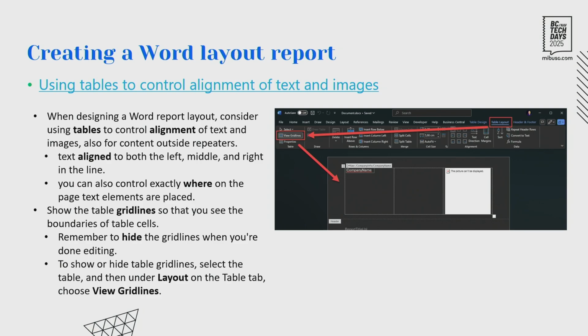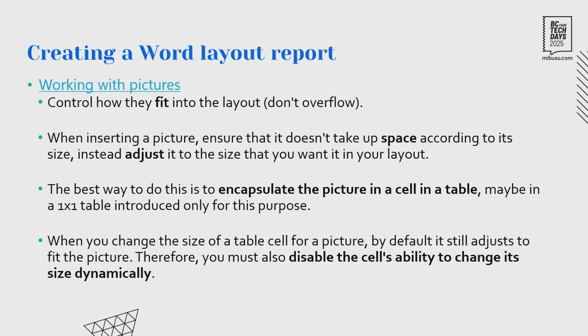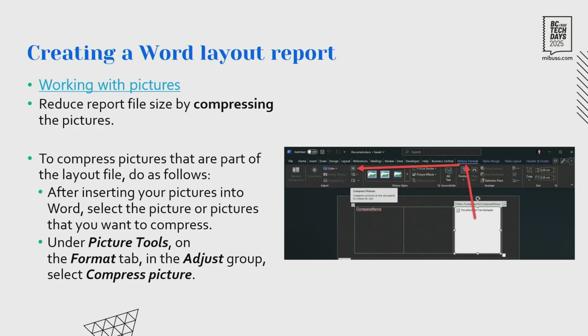At design time, you can also enable grid lines. There's a button for that. I have it marked right here to see where something is positioned. Don't forget to uncheck that afterwards. With pictures, you can also use tables to control how they are going to fit, so that they're not going to overflow. Within the cell of that table where you put the picture in, there are also a few properties to adjust spacing. And you can also disable via property the behavior of the cell to automatically resize. So that might be interesting to do.